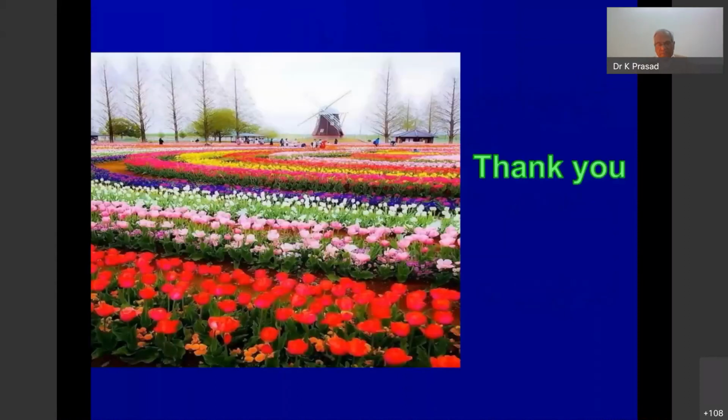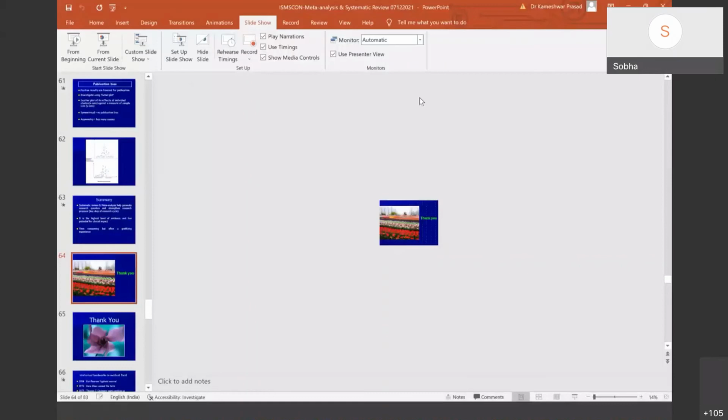If you have any questions, please unmute and ask question. Good evening, sir. Good evening. Sir, what does double arrow signify in that image of confidence interval, sir, that you saw just now? Double arrow? Yes, sir. What is the significance of double arrow in that image of confidence interval, sir?